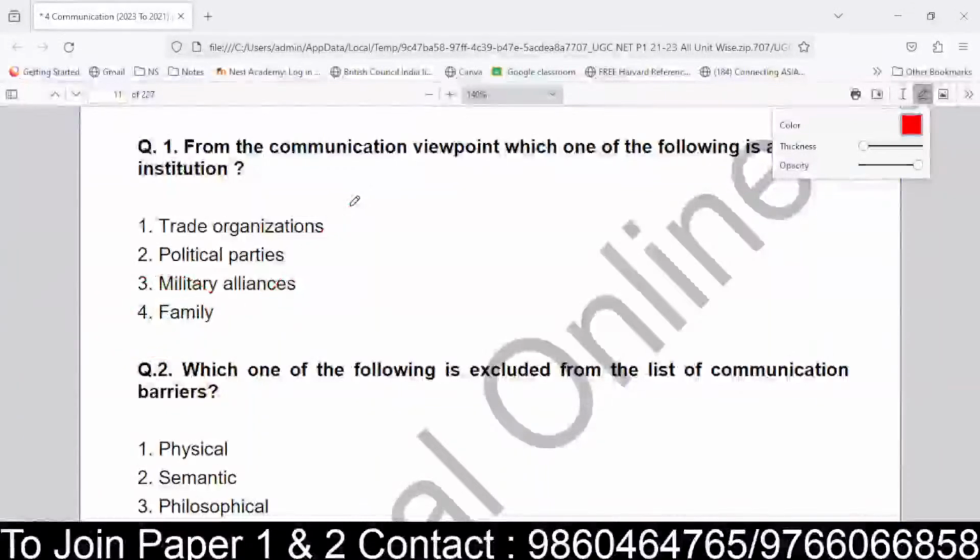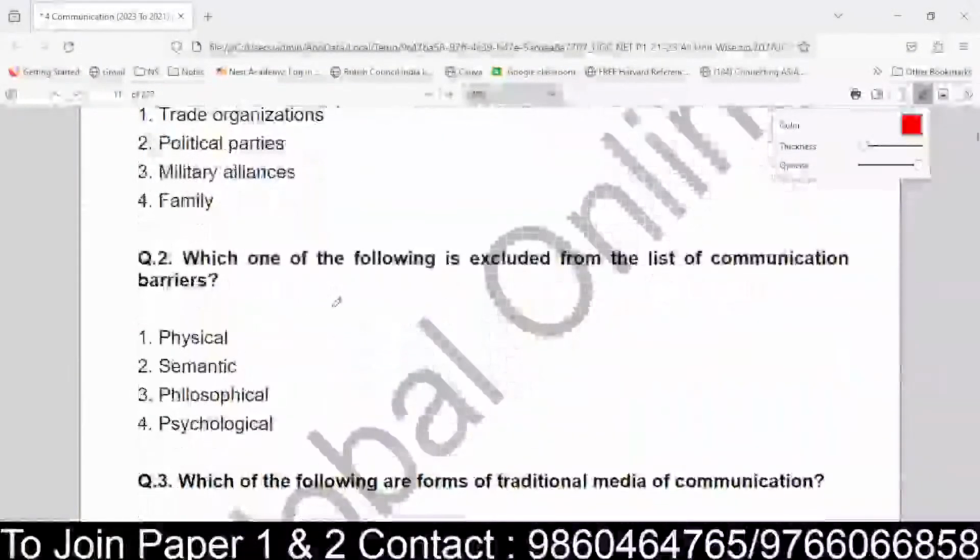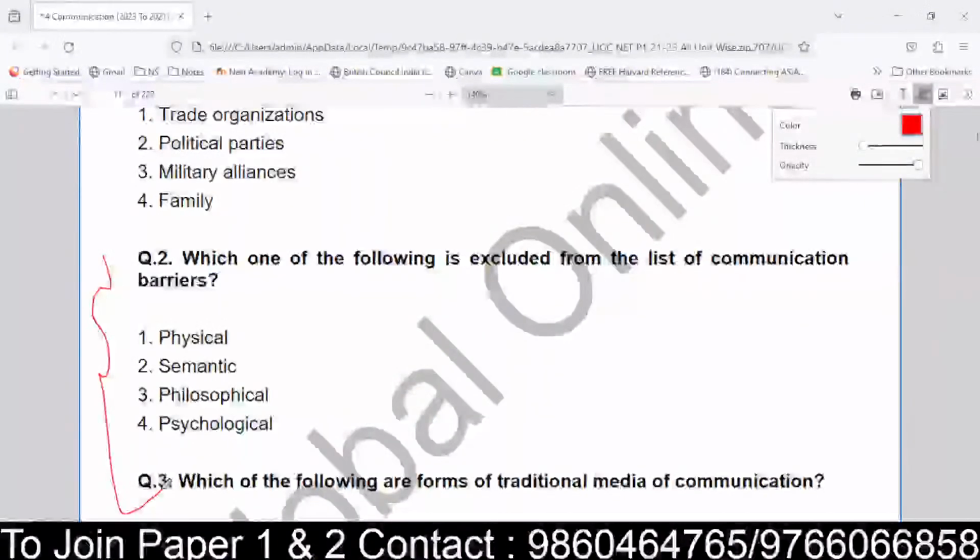Now, coming to the next question: one of the following is excluded from the list of communication barriers. So which is not a barrier? Physical, semantic, philosophical, psychological. Which does not turn out to be a barrier? So yes, question number 2. Which of them is not a barrier for communication?